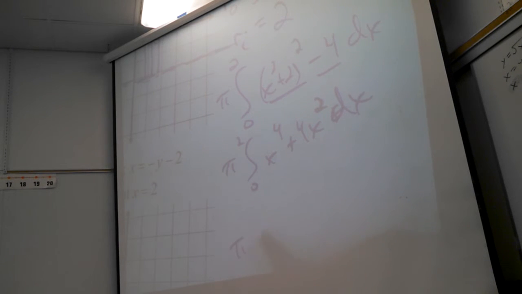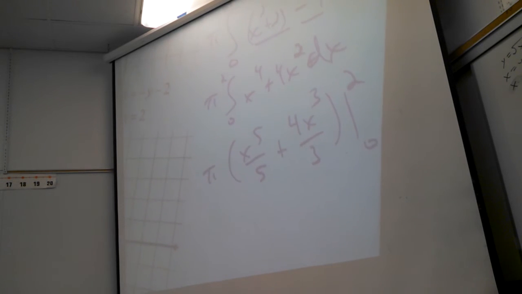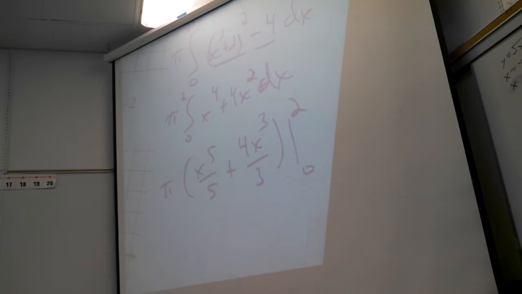So then you get pi times x to the 5th over 5 plus 4x cubed over 3. Don't forget how integrals work. Don't start to mix and match the derivatives and integrals, because then bad things happen. If you mix integrals and differentiation, you're going to have a bad time.